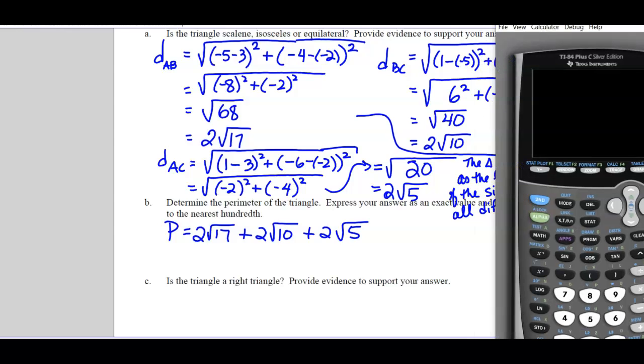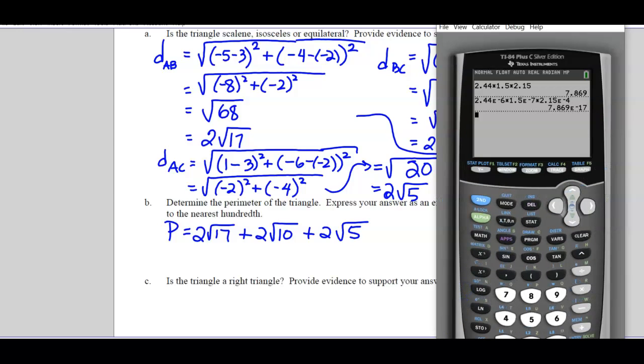To get the decimal form, 2 root 17 plus 2 root 10, make sure to cursor out of your radical, plus 2 root 5 if you have a newer version of the calculator. So 19.04. Okay, we don't know what units it is, so we'll just leave it.